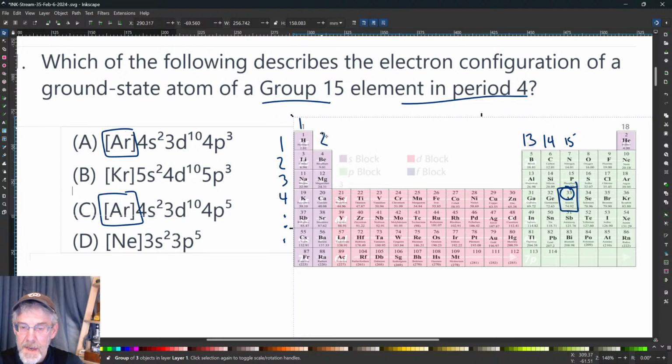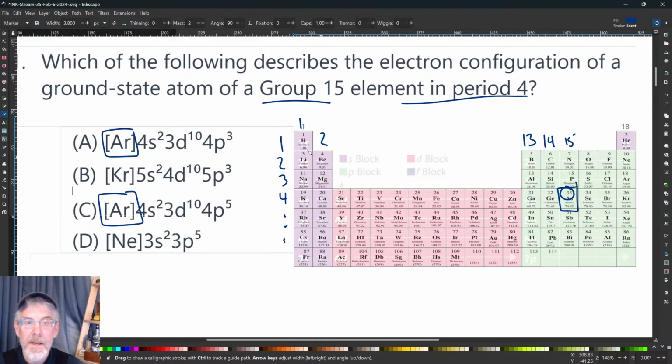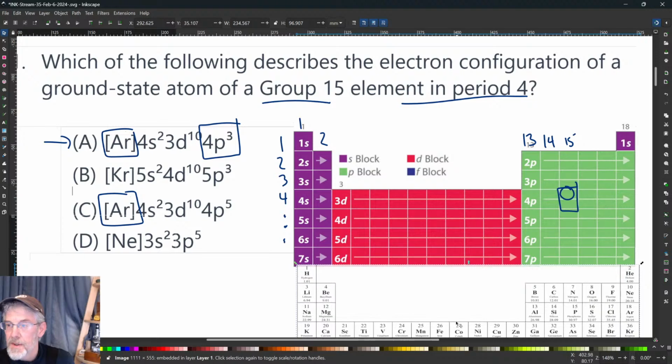These all end in S2, P1, P2, P3. So it's got to end in P3. It's got to end in P3. And right there, P3. So it's got to be choice A. Let me move this down here so you can see it.